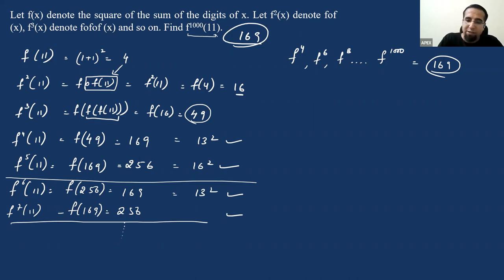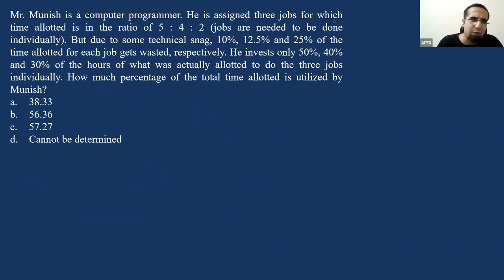Clear, guys? Now let's look at the next question. The next question says, again, a very interesting question. Mr. Munish is a computer programmer. He is assigned 3 jobs for which the time allocated is 5:4:2. Let me take this as 500x, 400x, and 200x. Jobs are needed to be done, but due to some technical lag, 10% of job 1, 12.5 is 1 by 8, 50x, and 25% is lost. So 1 by 4 is again 50x is lost.